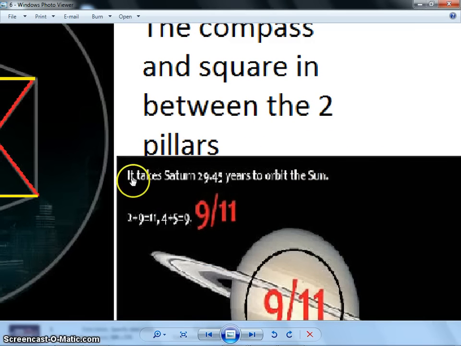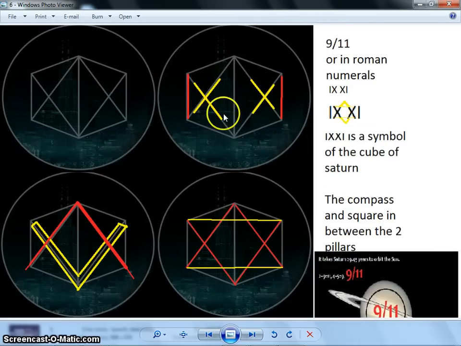blurry. If you can make this out, it takes Saturn 29.45 years to orbit the Sun. 2 plus 9, 11. 4 plus 5 is 9. Like I said, you can check this math multiple different ways.